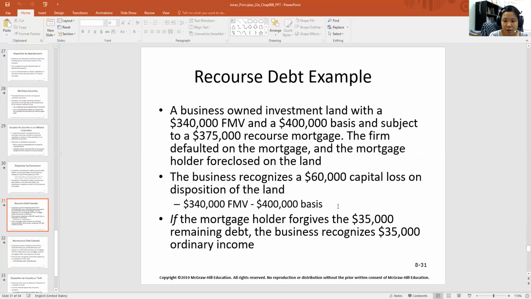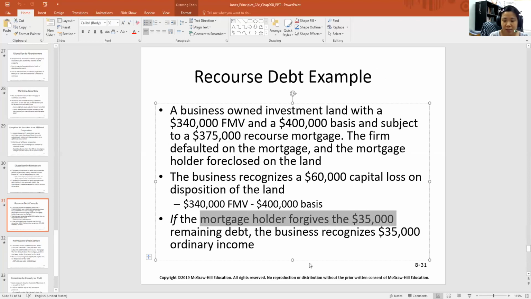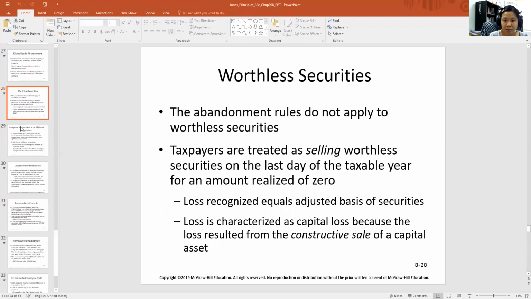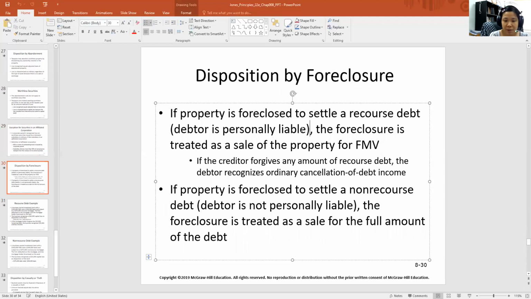Because the debt is 375,000, the company will need to pay 35,000 more to the mortgage holder. But if the mortgage holder forgives the 35,000, meaning they tell them they don't have to pay back the remaining 35,000 debt, then the business recognizes the 35,000 as ordinary income. Because it's a recourse debt, the debtor is personally liable to pay back the debt from their own pocket, from their personal assets. But if the creditor forgives this remaining amount, then you have to recognize it as ordinary income.